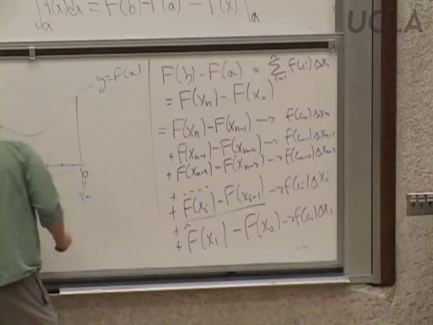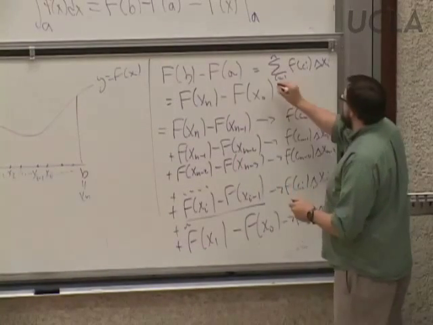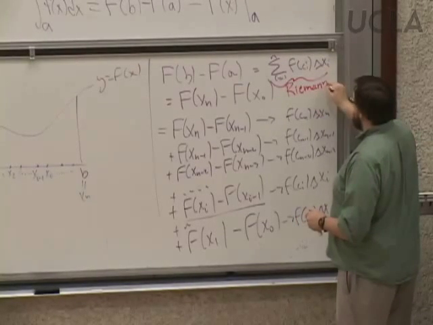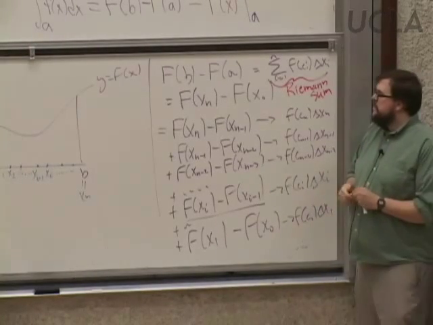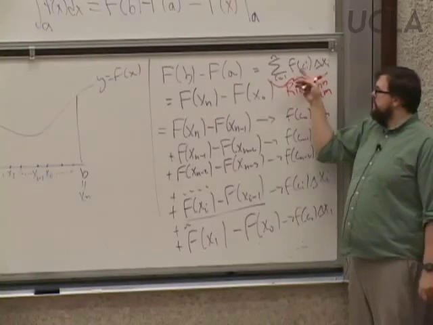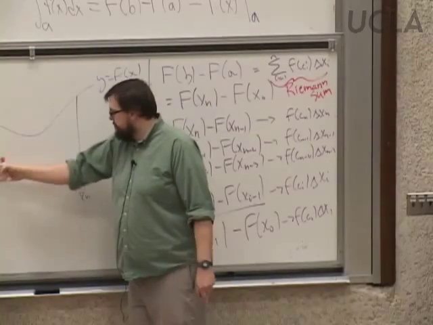The important thing to recognize is that this is a Riemann sum. So in other words, we've made capital F of b minus capital F of a look like a Riemann sum involving the little f, where I'm partitioning the interval between a and b.